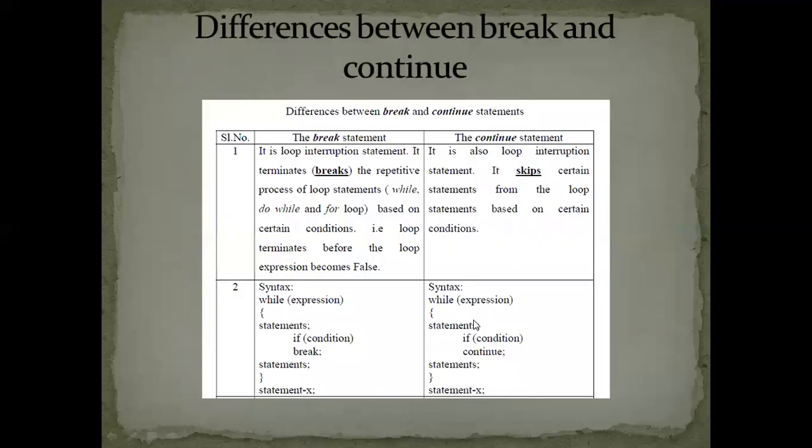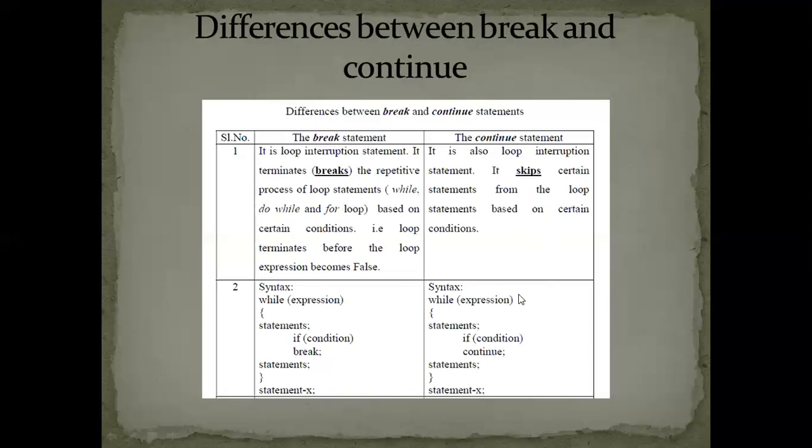Okay. So this is the difference between break and continue. Break we have gone through. This is the definition for the break, and this is the definition for the continue. Okay, it's very simple. It is a loop interrupt statement, and it is also a loop interrupt statement. Here, break terminates the repetitive process of loop statements, that is while, do while, for loop, based on certain conditions. That is, the loop terminates before the while expression becomes false. But here it skips certain statements from the loop statement based on certain conditions. Okay, so here it breaks, but here it skips.